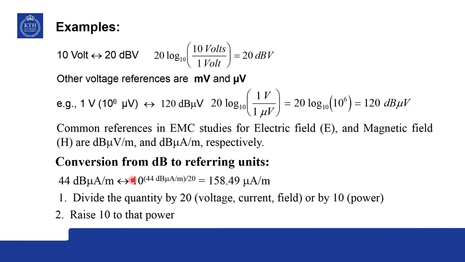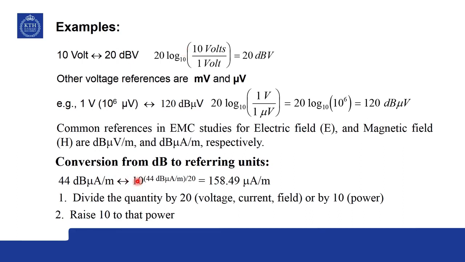Now, we can convert from dB to the referring units, to the opposite. For example, 44 dB microampere per meter. Suppose we want to convert it into microamperes per meter or amperes per meter. So, how do we do that? From the presence of microampere per meter, we know that the base is microampere per meter for the magnetic field intensity. So, we do the reverse of this.